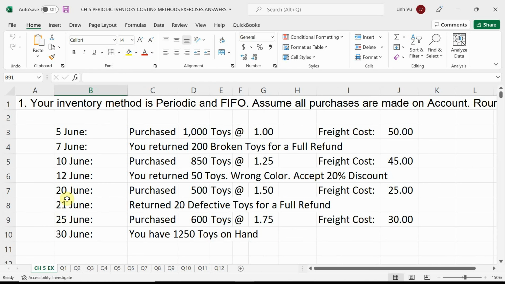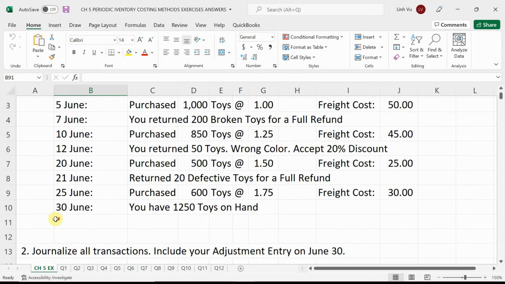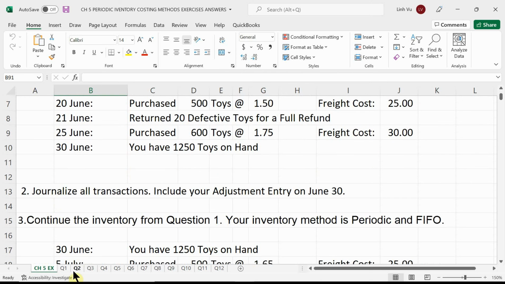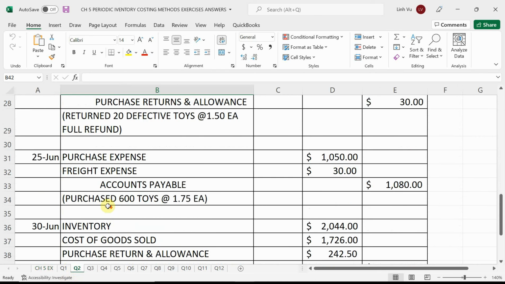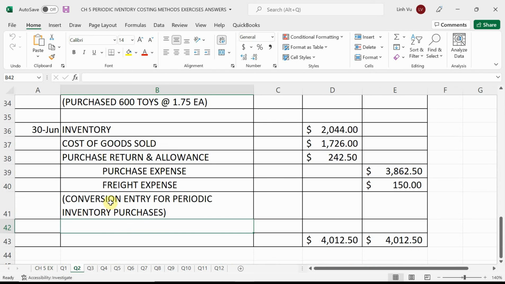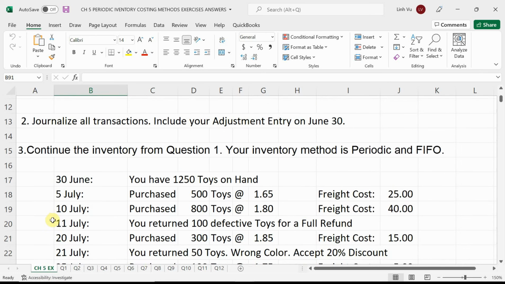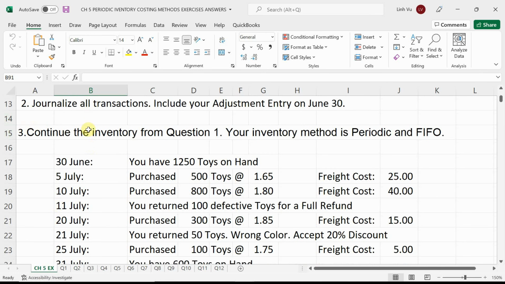Looking at our scenario here, we already finished the first month of June, and we also did our conversion entry. We solved here that this was our ending inventory. So now let's see what we can do. That means we're in question number 3, where we continue the inventory question from question number 1. And of course, the inventory is still periodic and it's still FIFO.